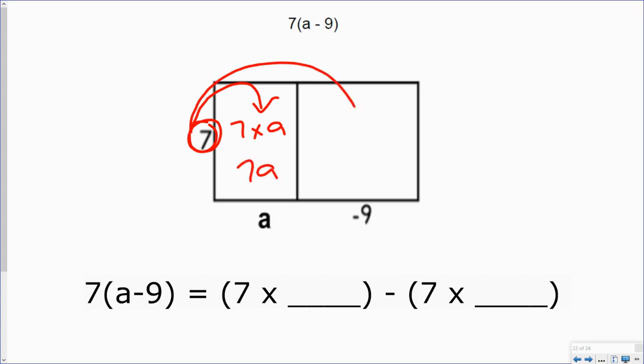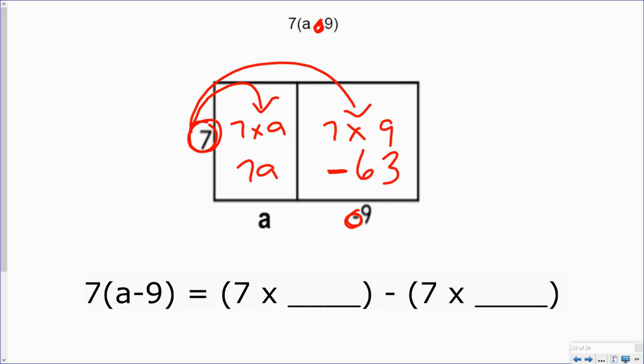And then I am distributing it to the 9. But again, notice that it's subtraction. So that's where this negative part comes in. So let's do 7 times 9 would give me 63. But since I'm subtracting, we'll bring that subtraction sign here and make it a negative 63.